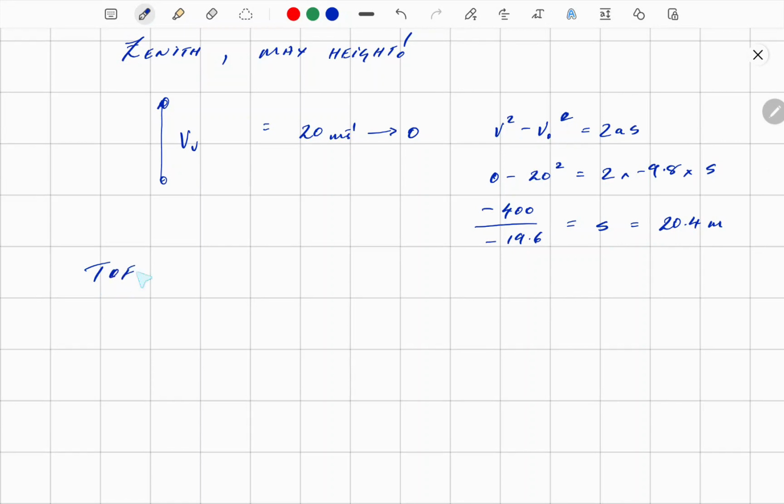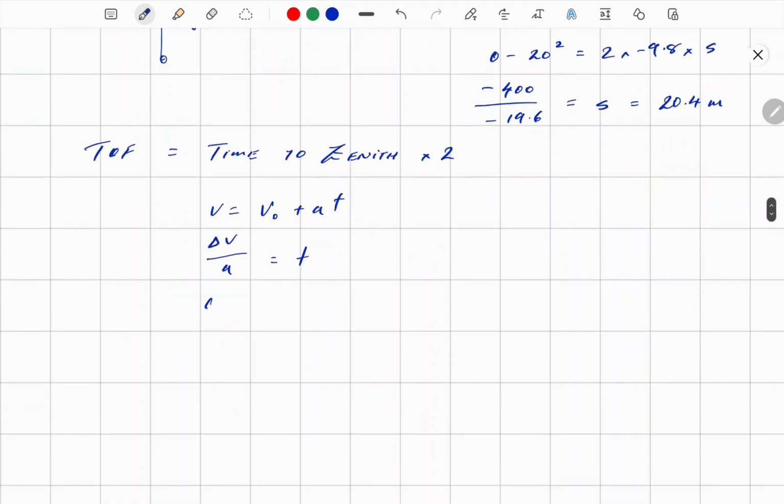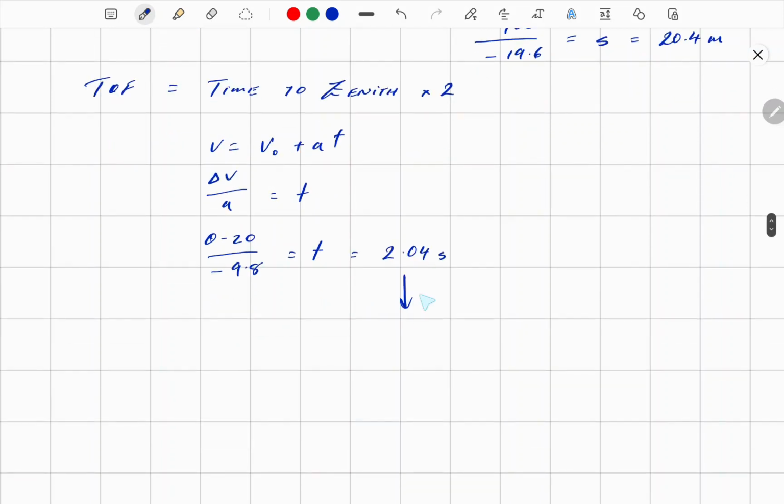Now to calculate the time of flight, or TOF as I like to call it for short, we're going to calculate the time to the zenith and then times it by 2, because the time it takes to go up is equal to the time it takes to go down. So velocity equals initial velocity plus at, rearrange that, substitute our values, and of course we work out a time of 2.04 seconds. Times it by 2 and we get 4.08 seconds.